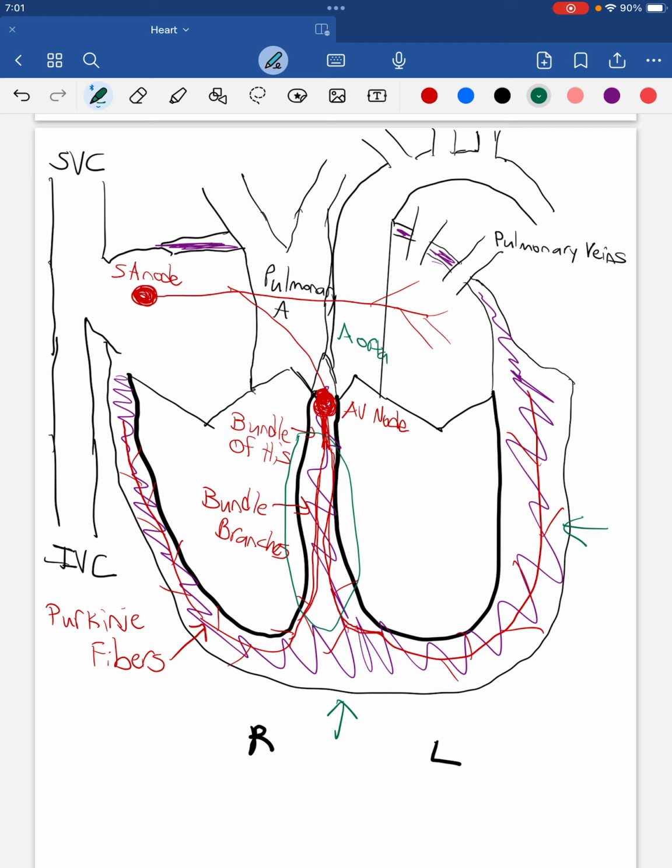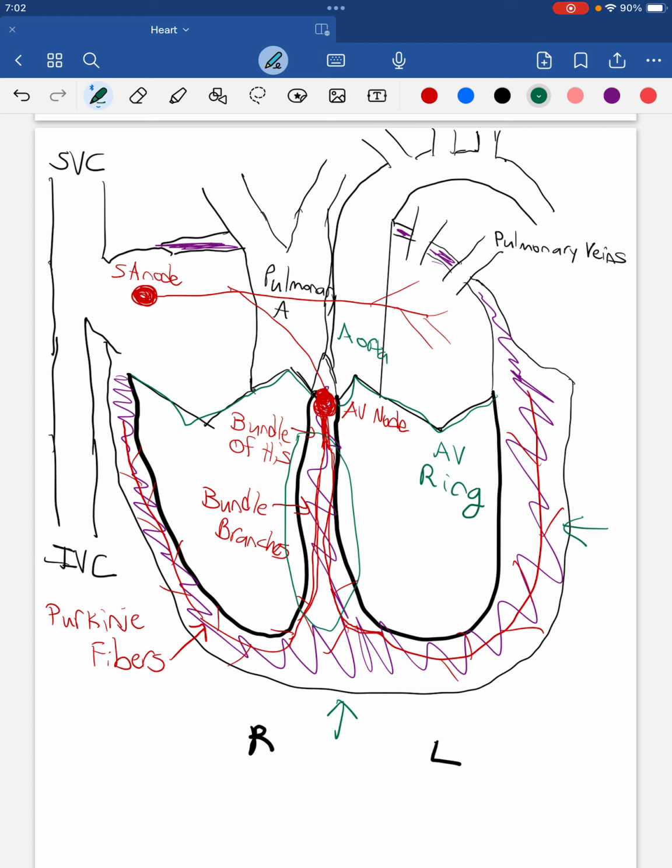So that is really it. Oh, I just wanted to expand on that electrically insulated area here. It's known as the atrioventricular ring because it's between the atria and the ventricles. So it's where I'm drawing here. So that's the atrioventricular ring.